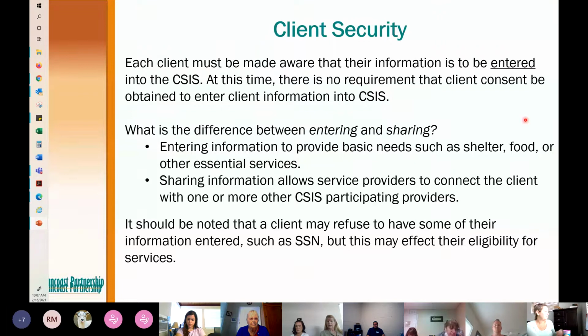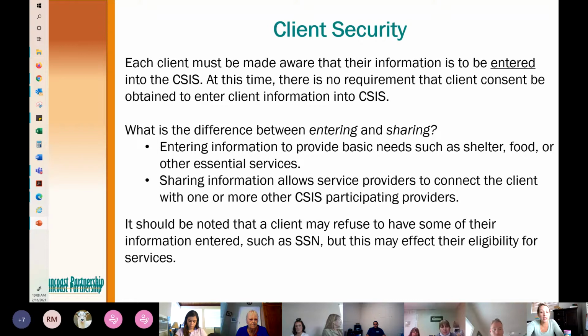Client security. Each client must be made aware that their information is to be entered into CSIS HMIS. At this time, there's no requirement that client consent be obtained to enter client information into HMIS CSIS. But if we want to share that information, consent must be obtained. The difference between entering and sharing is that if we have clients that are coming in for basic needs like food, shelter, or other essential services, then the client can be entered without client consent. But sharing information will allow us to connect those clients with other service providers in our continuum of care.